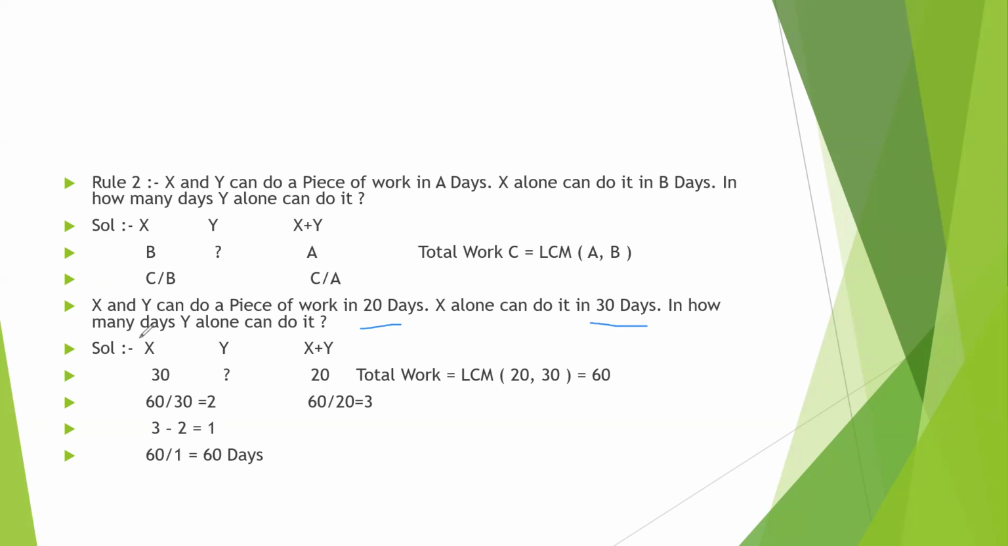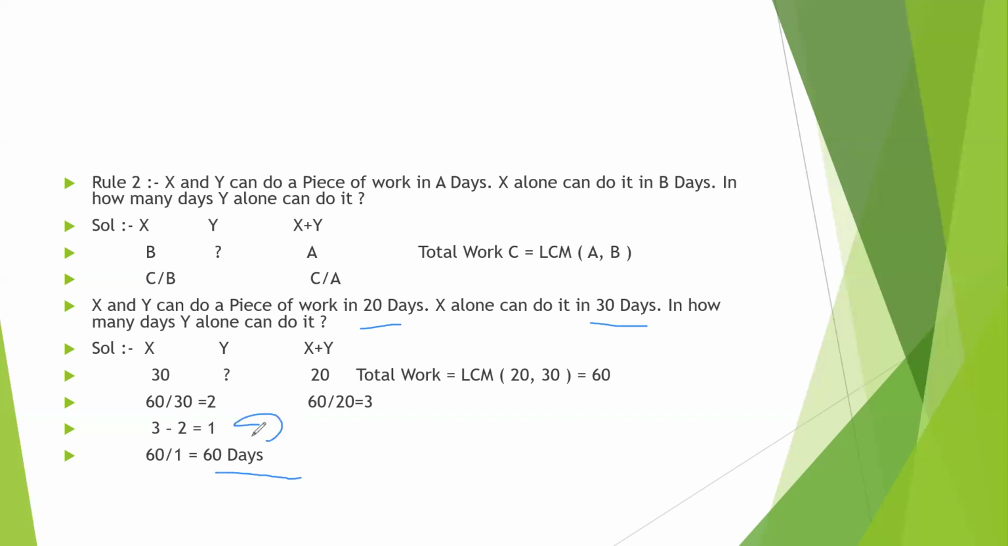Now, the work Y alone can do in 1 day is 60 by 30, which equals 2 units. And the combined work for 1 day is 60 by 20, which equals 3. Then Y's work per day is 3 minus 2, which equals 1 unit. So Y can do 1 unit of work in 1 day. Therefore, total work divided by the units Y does per day gives 60 by 1, which equals 60 days.